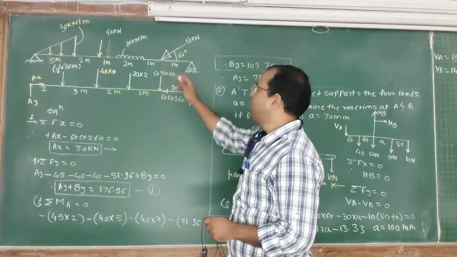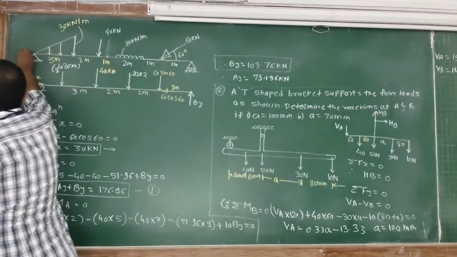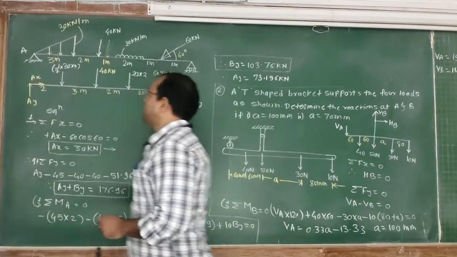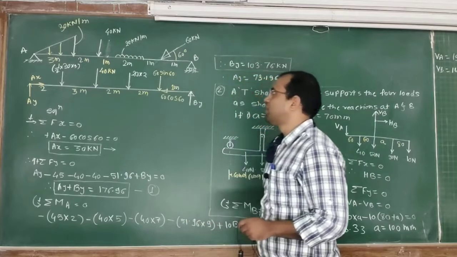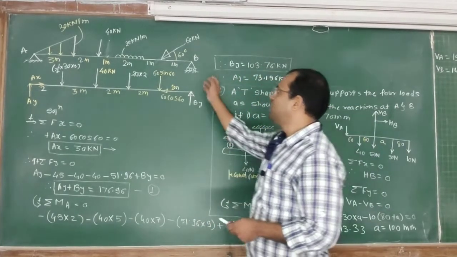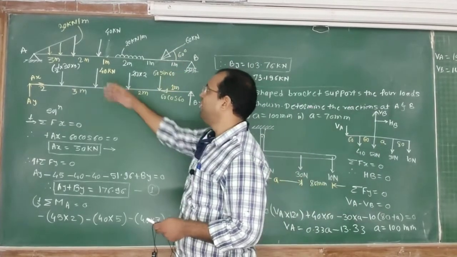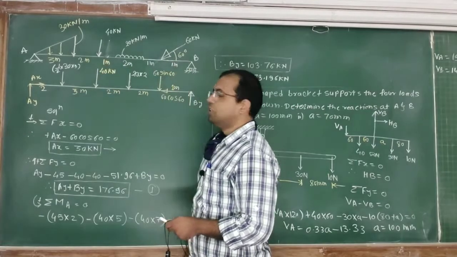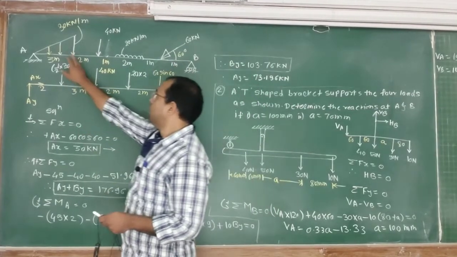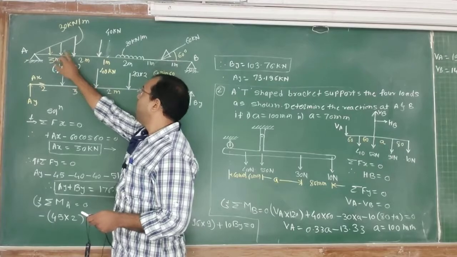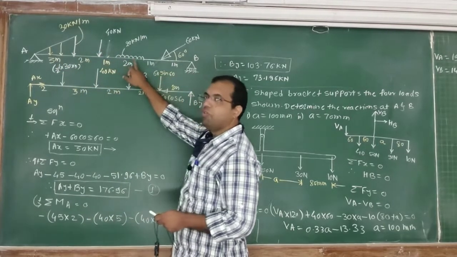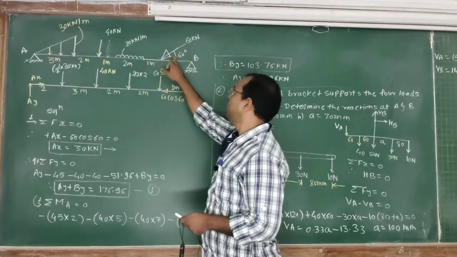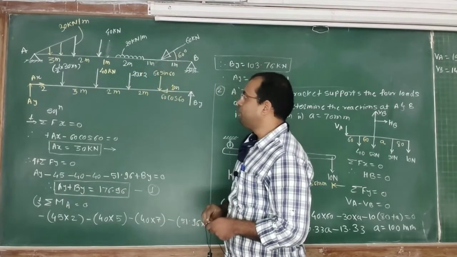This beam is simply supported at point A where there is a hinge support, and at point B it is simply supported over the roller support. If you observe this particular beam, you will find that different varieties of loading this beam is subjected to. This beam is subjected to UVL, this is a point load, this is UDL, uniformly distributed load, and this one is your point load, inclined point load.